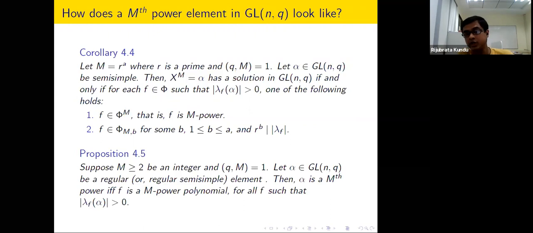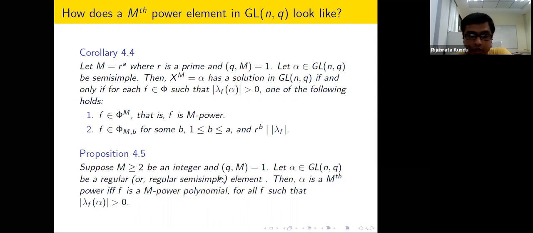Now here is another proposition which talks about the regular. So we said that we'll talk about mth power semisimple elements, mth power regular elements, and mth power regular semisimple elements, right? We have talked about mth power semisimple elements, but here is a proposition about mth power regular elements, which is given by a very nice condition. Suppose m is greater or equal to 2 an integer and GCD of m comma q equals 1. Notice that I am not assuming that m is a prime power anymore in this particular condition. Then alpha belongs to Gn q.